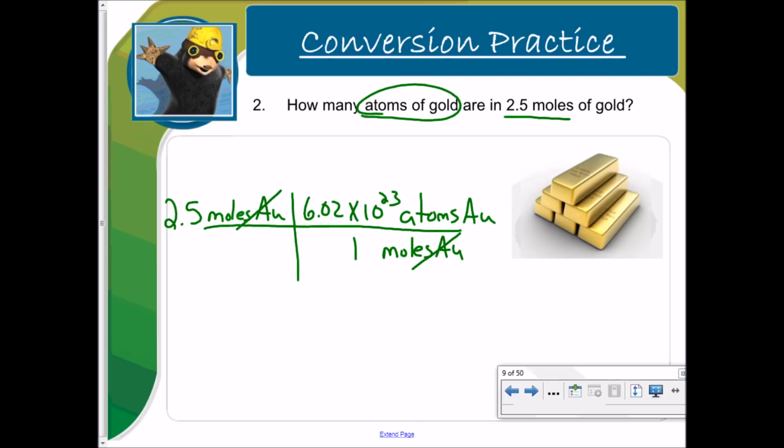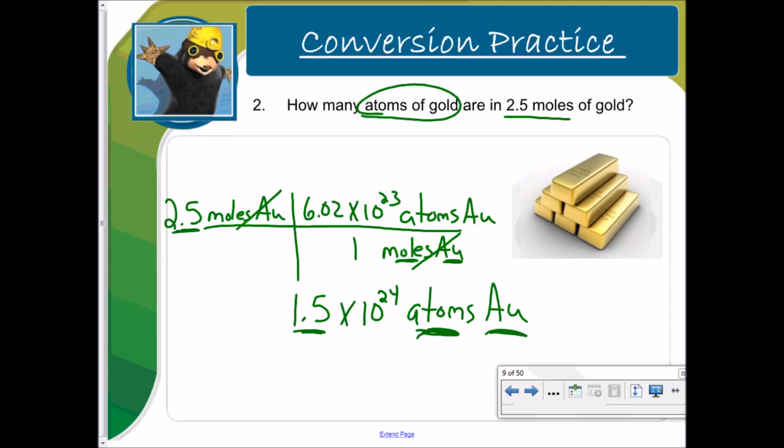Notice that not only am I writing the unit, but I'm also writing the substance. So be sure to show all of this work when you're doing practice problems in class. So when you punch that into a calculator, you get 1.5 times 10 to the 24th atoms. Notice I put the unit of gold, and I also put what the substance is. So this had 2 significant digits. I have 2 here. I listed the unit, and I included the substance. I also included these units and substances in my work as well.